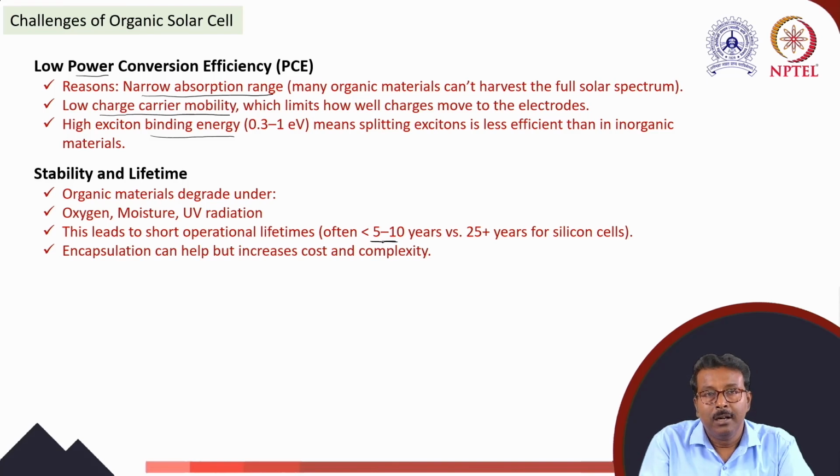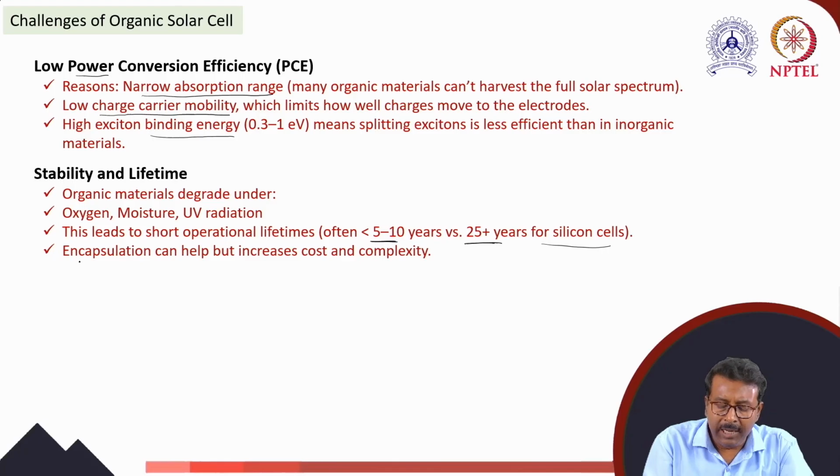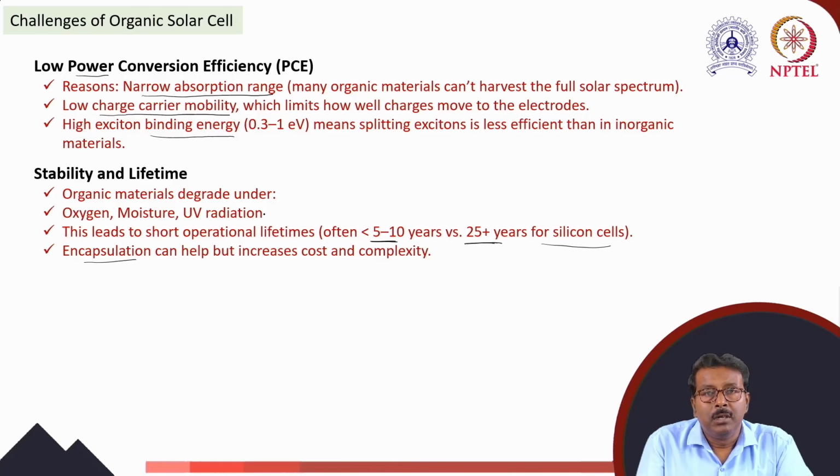In case of perovskite, only 30 days is sufficient to degrade the performance almost 50%. Whereas in case of single crystal silicon solar cell, it is 25 years. This is a real challenge for organic solar cells to compete with single crystal solar cells. Encapsulation is another technique to protect the organic material from reaction with the environment. It can help to some extent, not fully, but it increases cost and complexity.